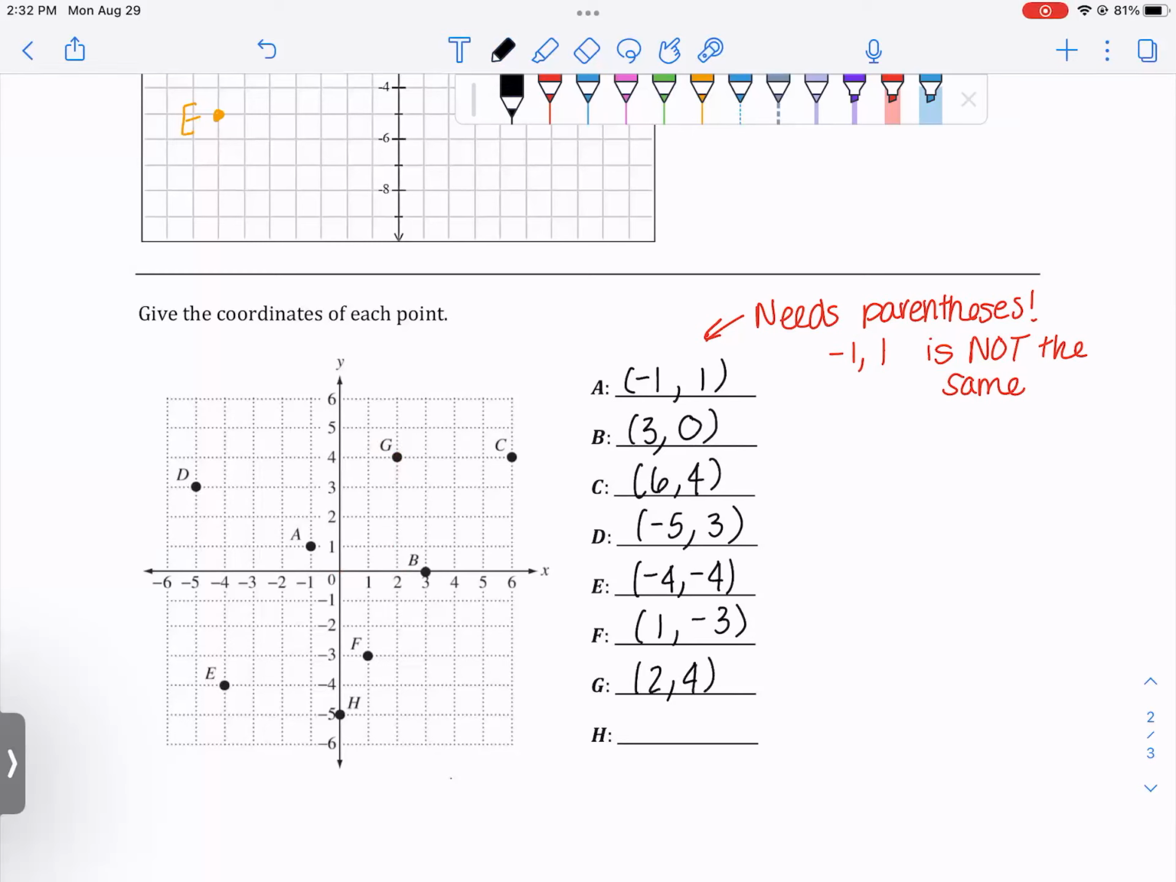So just make sure you're doing the X coordinate first. For H, we do not go left or right, so the X coordinate is 0. The Y coordinate is -5. So again, we're just looking at these like they're addresses. Coordinate points give us the address of a point on the coordinate system.